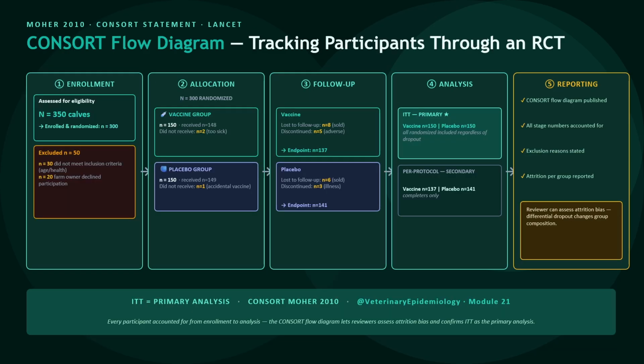The CONSORT flow diagram provides transparency about enrollment, allocation, follow-up, and analysis. It allows reviewers to assess attrition bias, protocol deviations, and whether ITT was properly applied. A complete CONSORT diagram is a hallmark of high-quality RCT reporting.